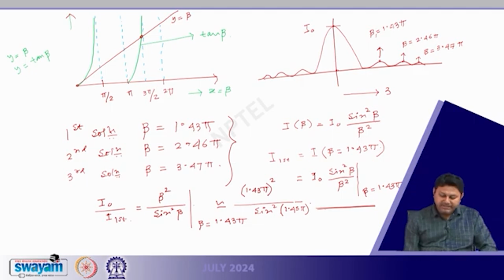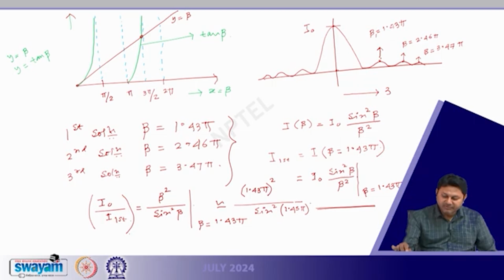So, whatever value you get here after calculating, you will see that it will be the ratio of I 0 divided by I first, and you will find that this value should be of the order of 20. So the principal maxima is nothing but roughly 20% of the central maxima. So, the first principal maxima is roughly about 20%. If you calculate it, you will find it is roughly 20% of the maxima.